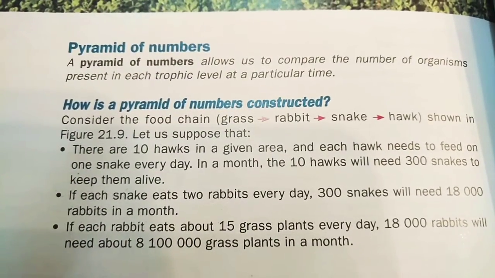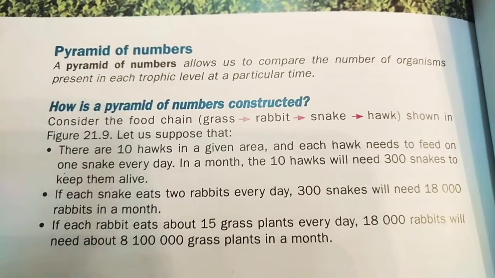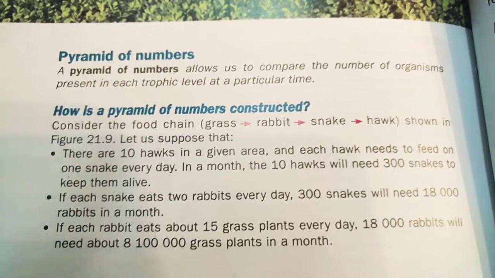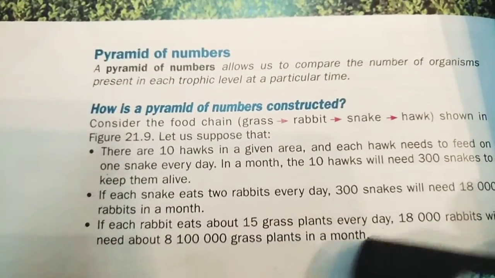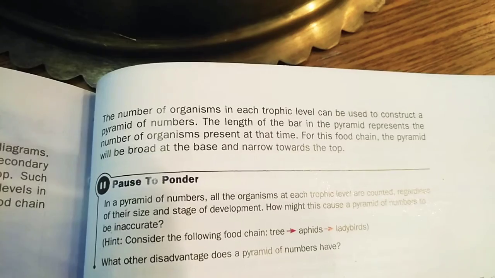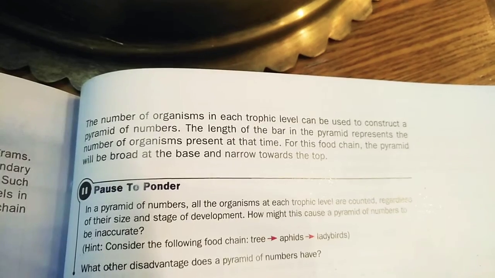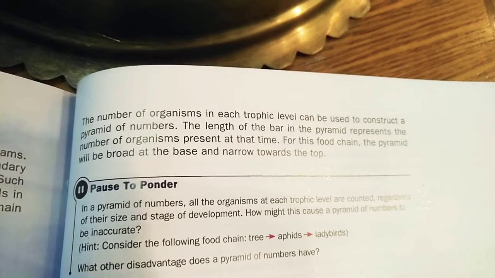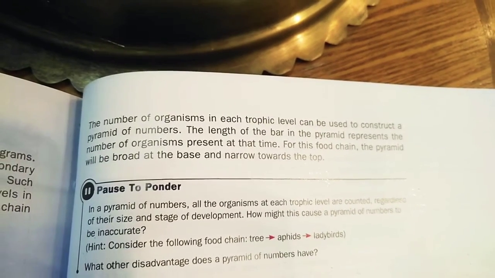If each rabbit eats about 15 grass plants every day, 18,000 rabbits will need about how much, we can say 8 lakh, 81 lakh or 8 lakh. So you can just count it, grass plants in a month. So what is happening? The number of organisms in each trophic level can be used to construct a pyramid of number. The length of the bar in the pyramid represents the number of organisms present at that time. For this food chain, the pyramid will be broad at the base and narrow toward the top. They will be broader at the base. Have a look at this food chain.